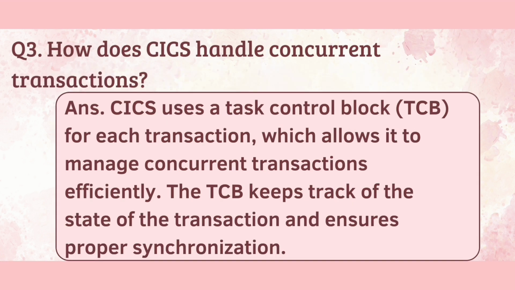Moving to question number 3. How does CICS handle concurrent transactions? The answer is CICS uses a task control block, that is TCB, for each transaction, which allows it to manage concurrent transactions efficiently. The TCB keeps track of the state of the transaction and ensures proper synchronization.